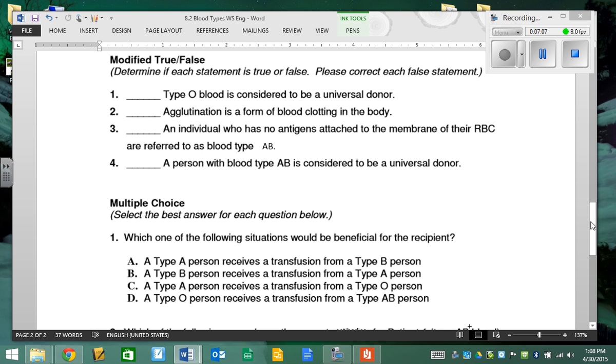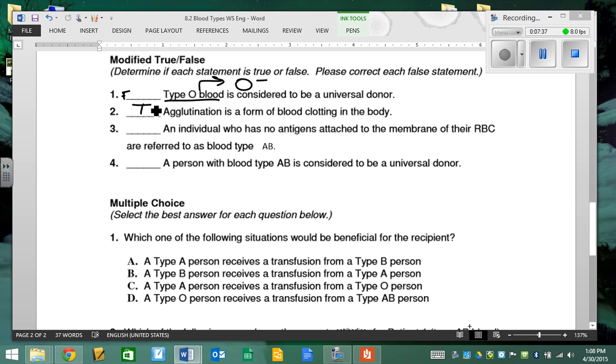The first ones are the true or false. Now, number 1, let's say it's partially true. Type O is a universal donor, but if we wanted to be the most specific, we would say O negative. So I'm going to say that was false because it wasn't completely the truth. O positive is definitely not a universal donor. O negative is. Number 2 is true.